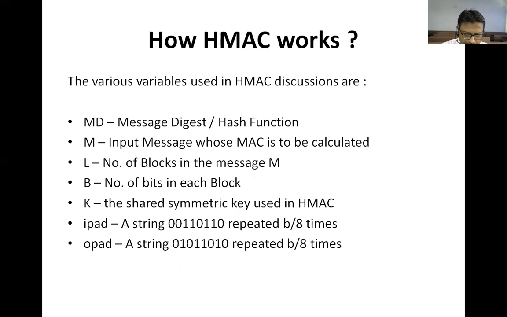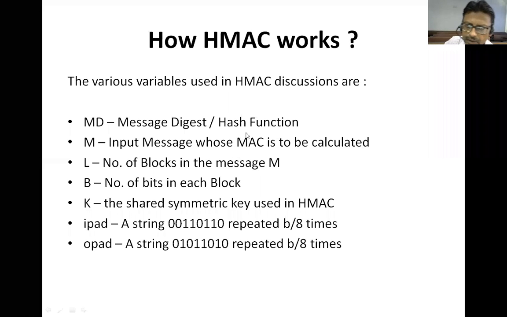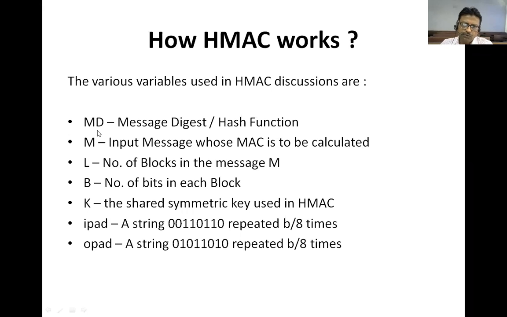Now, this is the way by which HMAC works, but there are certain more things about how HMAC is going to work. And for that, we have some variables used in HMAC. The first one is MD, that is the message digest or the hash function. M is the input message whose MAC value has to be calculated. L is the number of blocks in the message M.